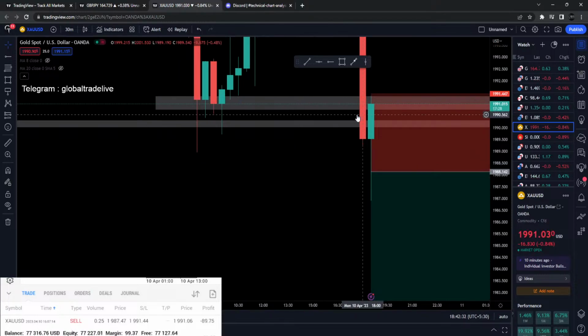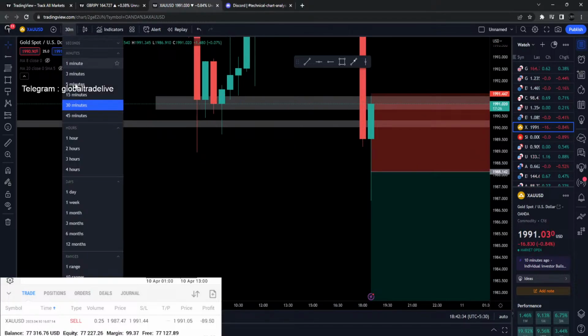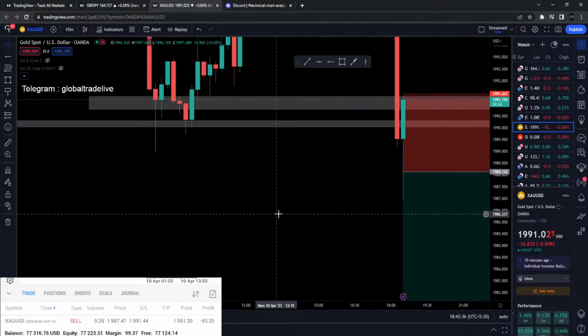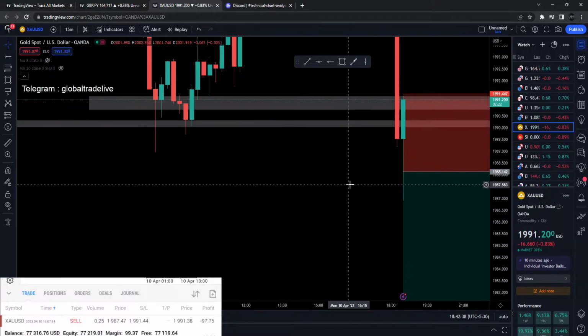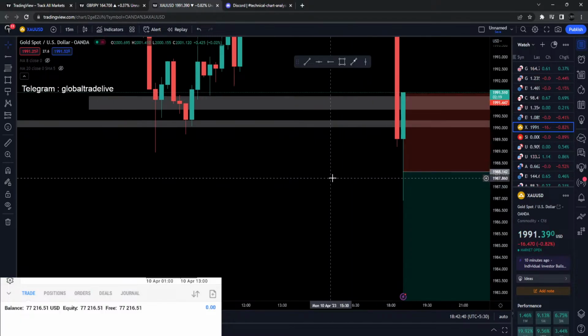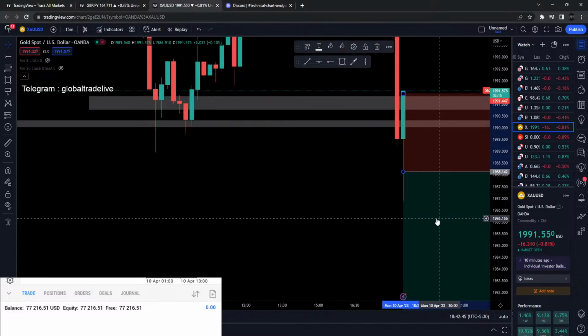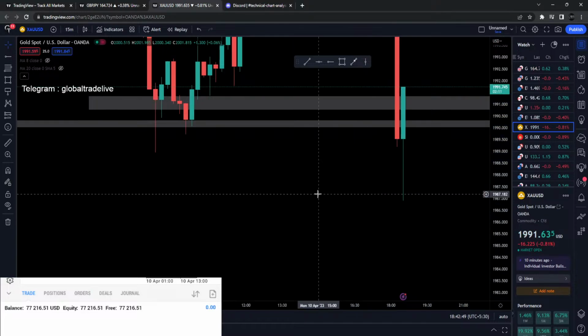So now the 15-minute candle is about to close. Let's have a look at the 15. But yeah, it looks like it's gonna hit the stops. Okay, so the stop loss has been hit over here and I'm out of this trade. So I'm gonna just delete this idea.